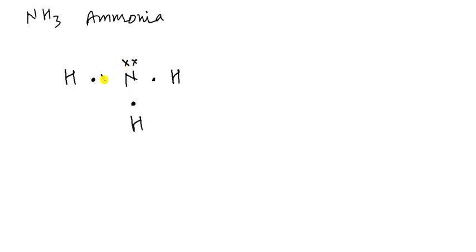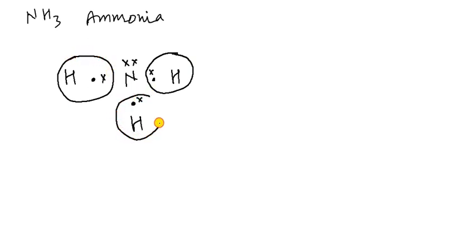In case of ammonia, the formula is NH3. So you can see here one H, one N, and one H here and one H here. Hydrogen has only one electron in the outermost shell, but nitrogen has 5 electrons in the outermost orbit. So 1 electron, 2, 3, 4 and 5 electrons.